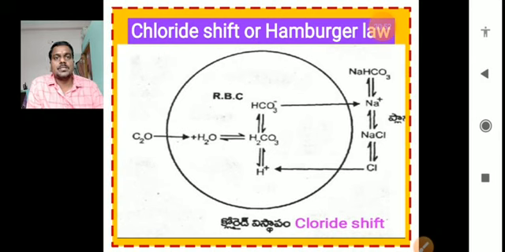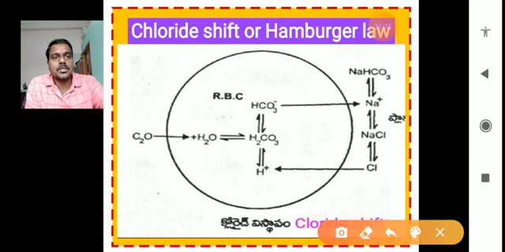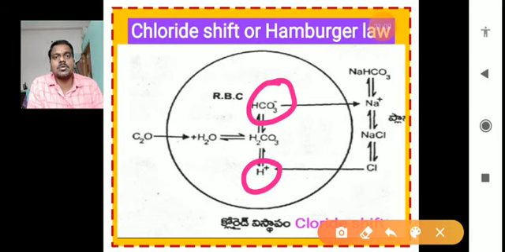Why? Because when the HCO3 minus is increased in the RBC, the H plus ions also increase, because the carbon dioxide molecules are very high in the RBC, so that is converted into H plus and HCO3 minus. These H plus bind with hemoglobin, and HCO3 minus is released into the plasma. But when H plus is increased, it is in an acidic state.